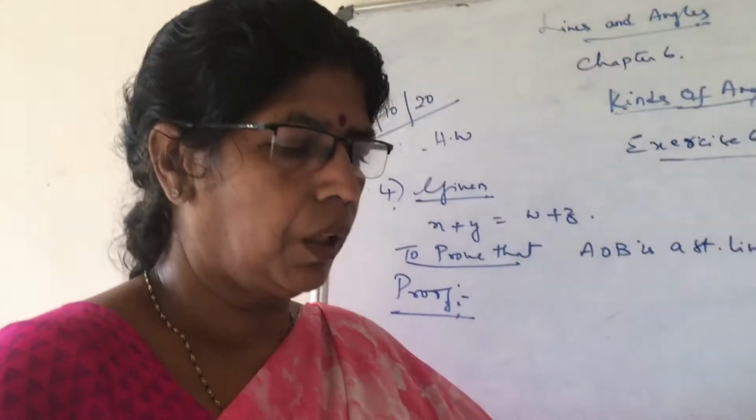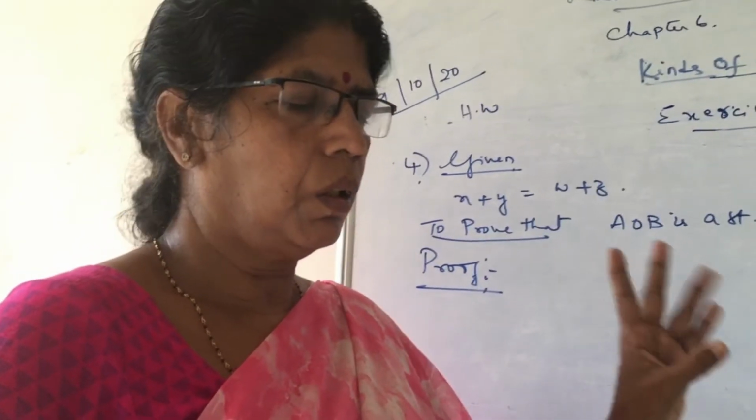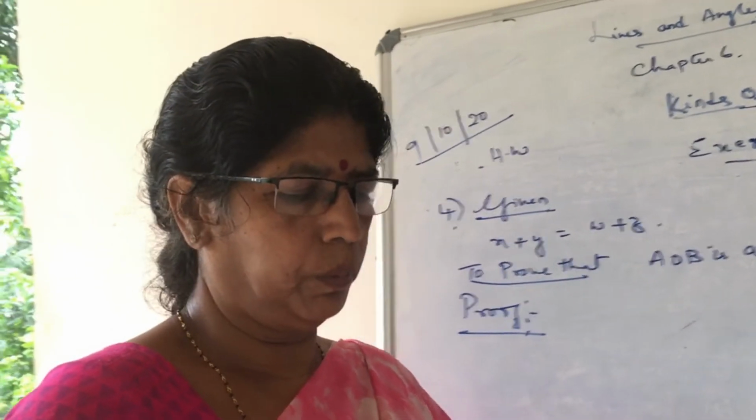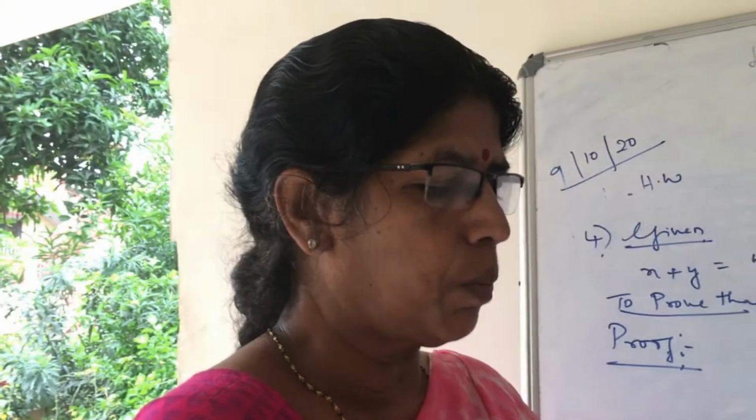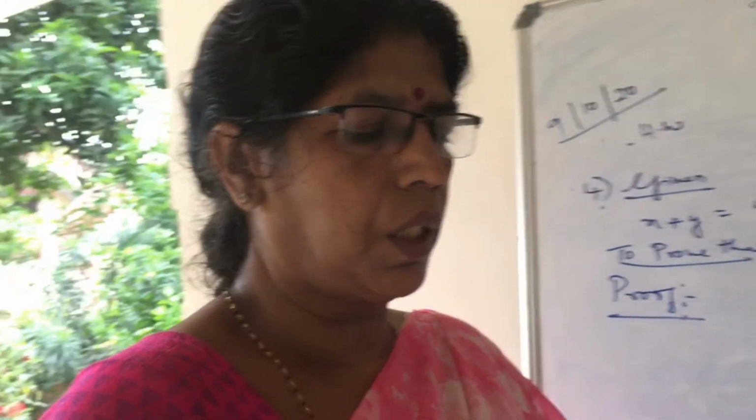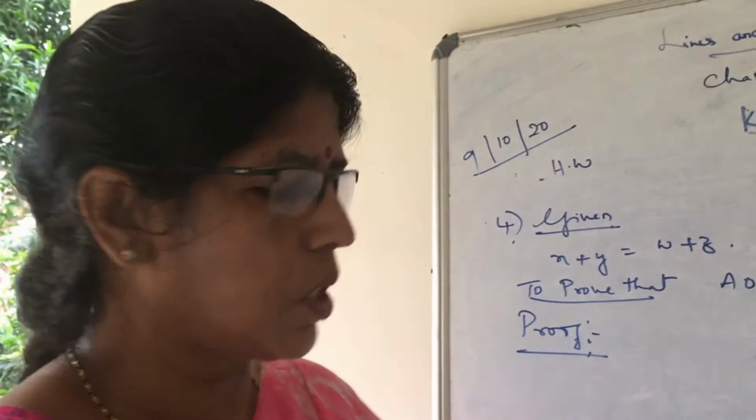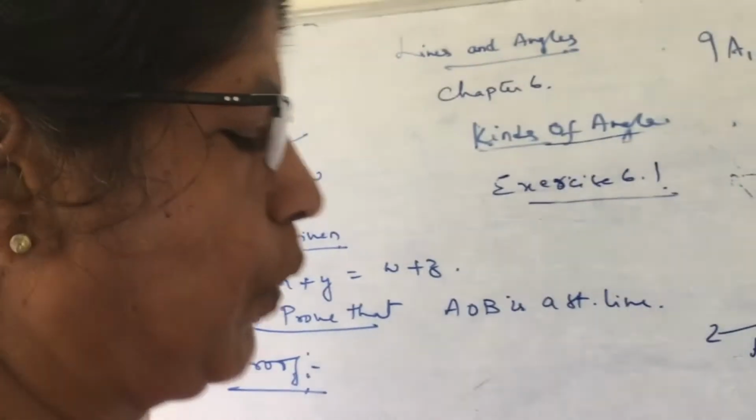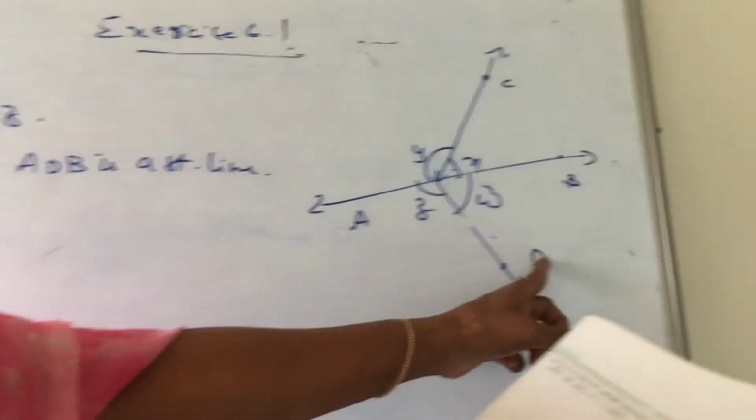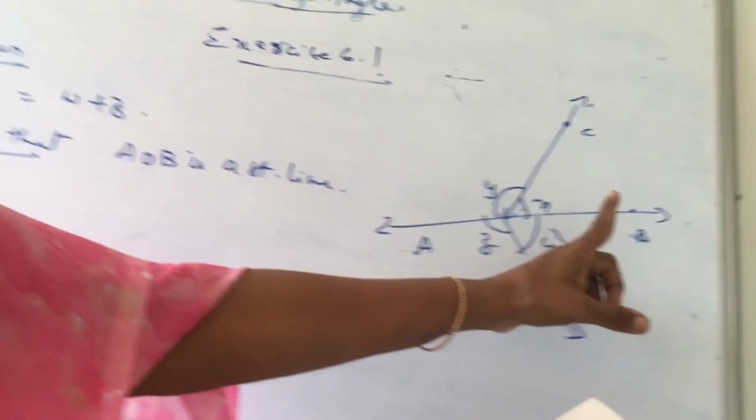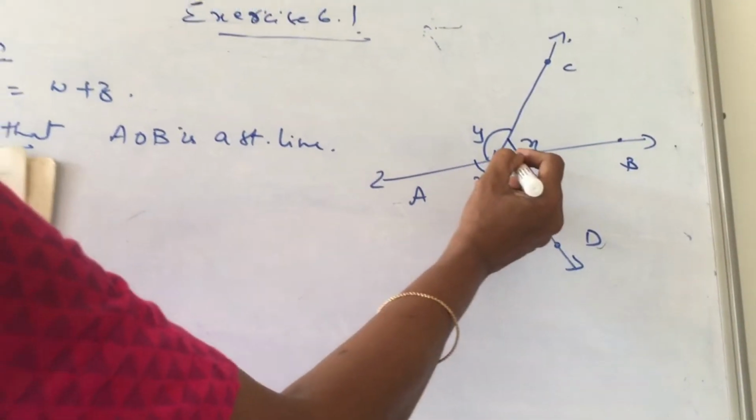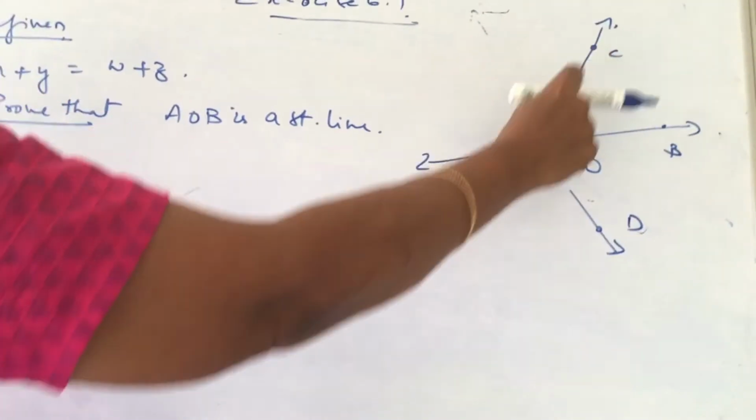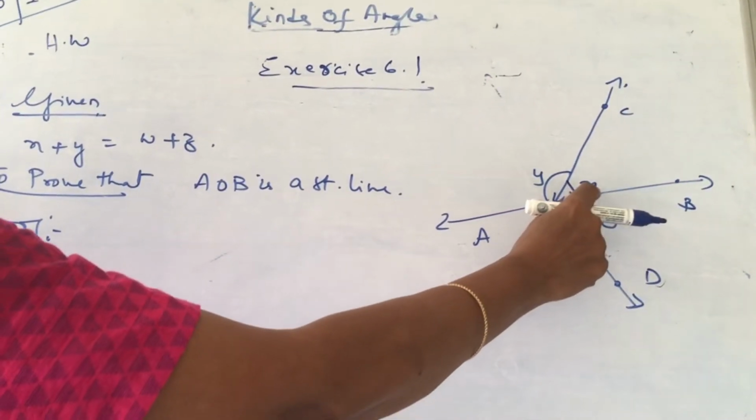I have always been telling you all: first figure, given, to prove and proof. The figure is given for you. In this figure, x plus y is equal to w plus z. Prove that AOB is a straight line. Observe carefully. What is AOB? A straight line. On this straight line, what is OC? OC is a ray.